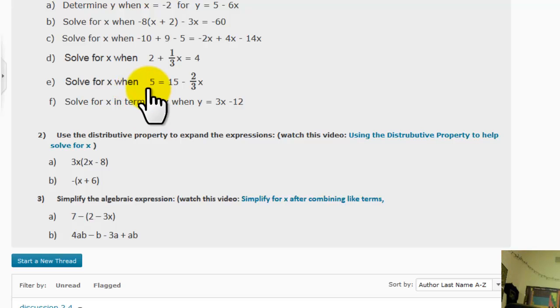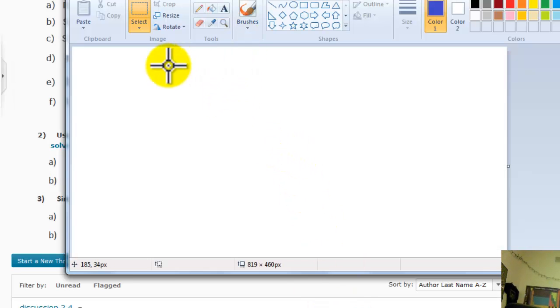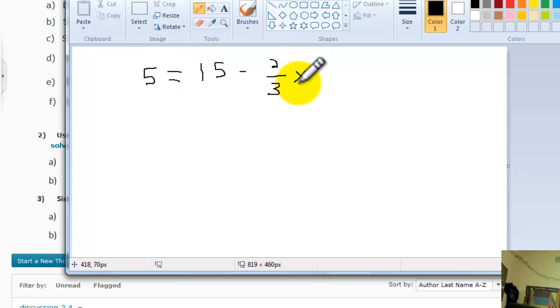So here's this problem where we have 5 equals 15 minus 2/3 x. Let's do this again. We're going to move this first. So this is the tricky part. This is added here because there's a positive 15, so we actually subtract the 15 from both sides.